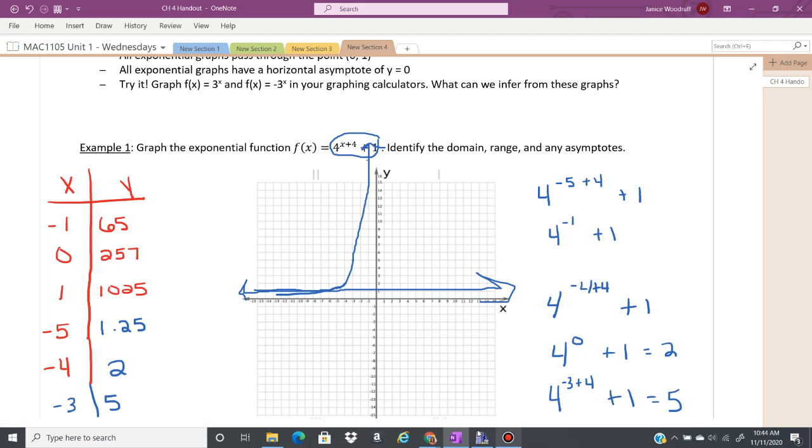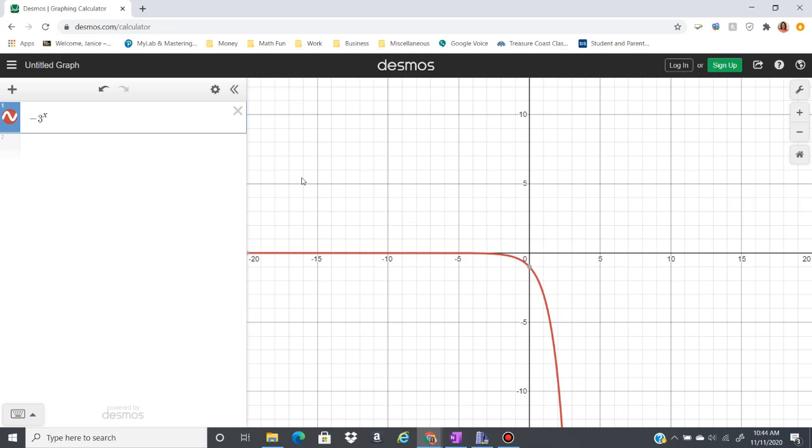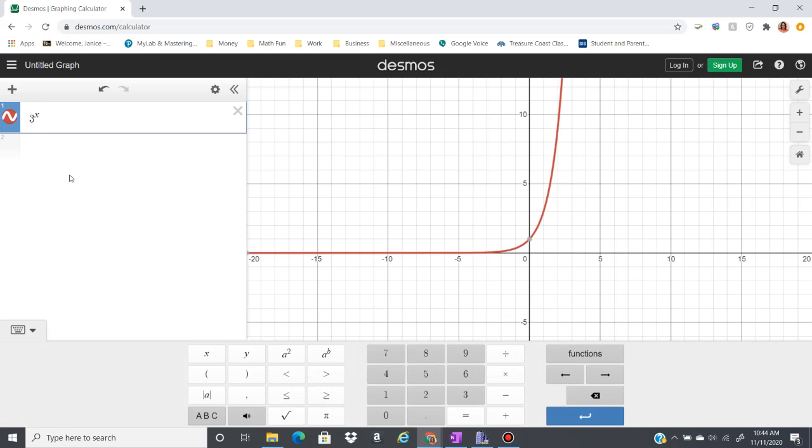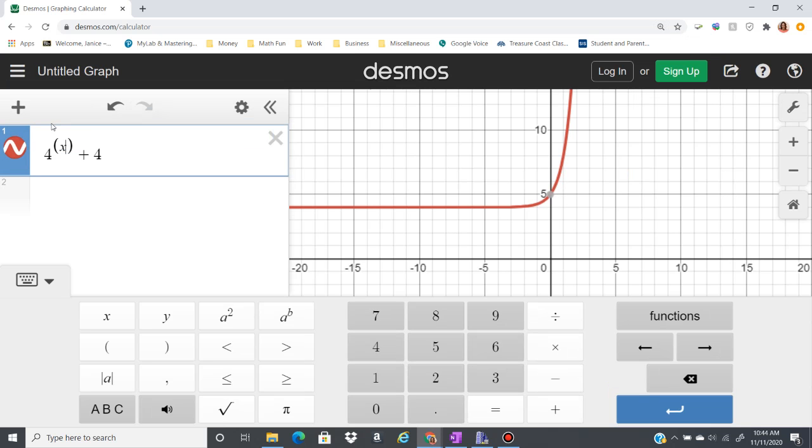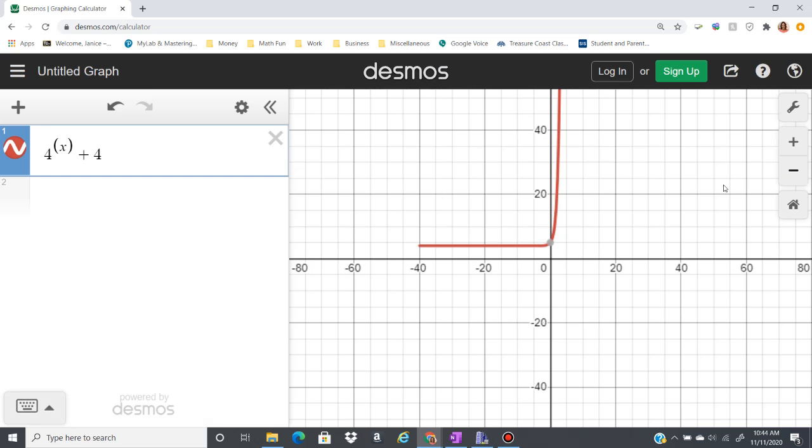Now let's check this in our graph, and I like using Desmos when we're looking at these. So 4 to the x plus 4 in there, and then there we go. I want in the exponent. Hold on. All right, 4 to the x plus 4. Parentheses. There we go. Maybe that will help. Plus. Yeah. Hold on a sec.